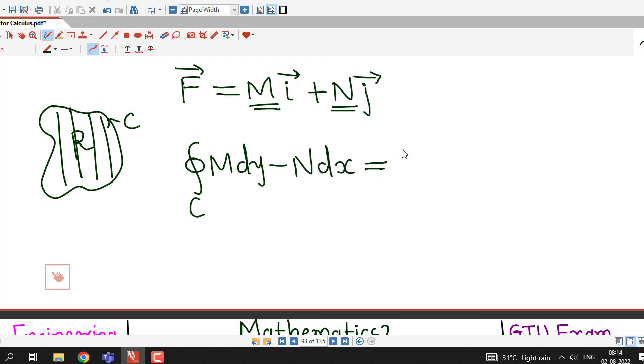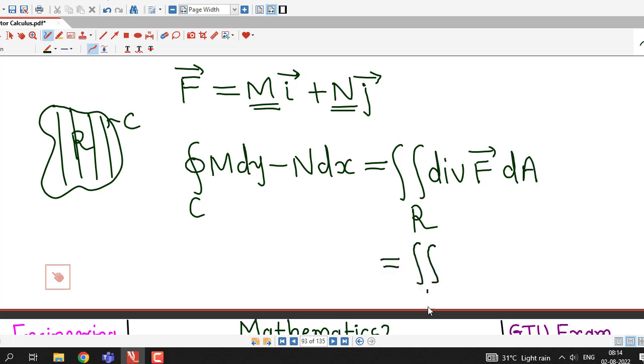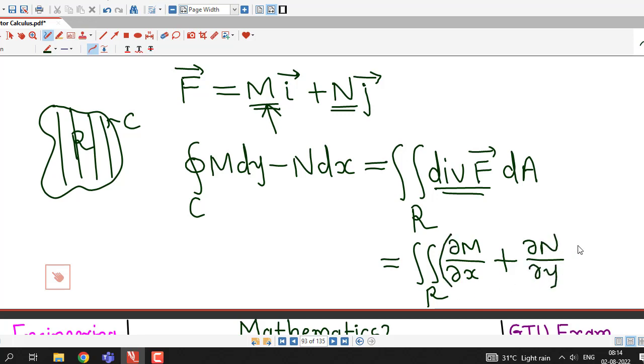says that this outward flux is equal to the double integral of divergence of the vector field f bar over this region R. And by the definition of divergence, if f bar is mi plus nj, divergence of f bar equal to partial derivative of m with respect to x plus partial derivative of n with respect to y, and then we have to integrate this quantity over region R.